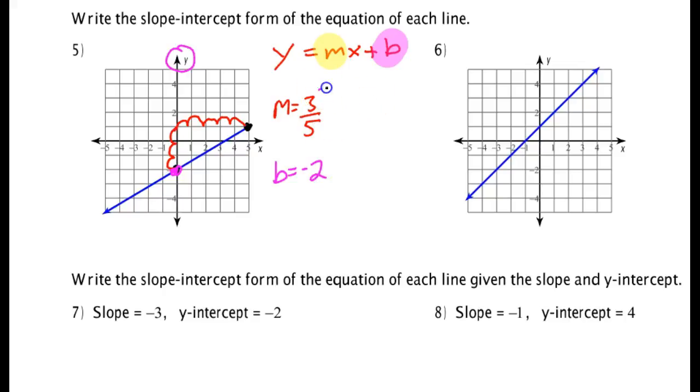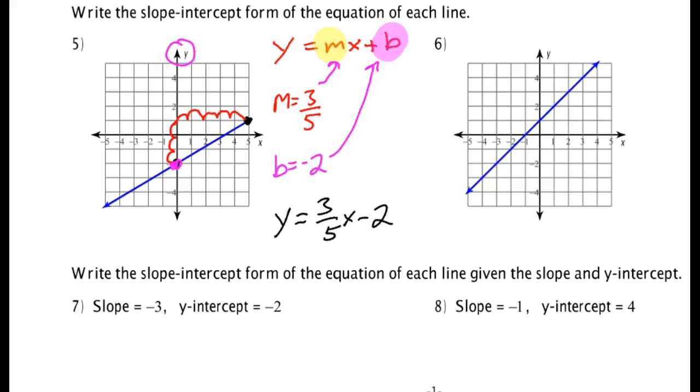And then you plug those 2 numbers into our formula. Right, so we have y equals 3 over 5x, and then minus 2. Don't put plus negative 2, just put minus 2. Simplify it all the way. So that's how you get the equation from a graph in slope-intercept form.